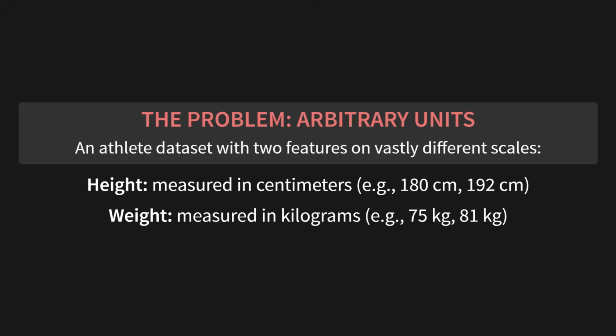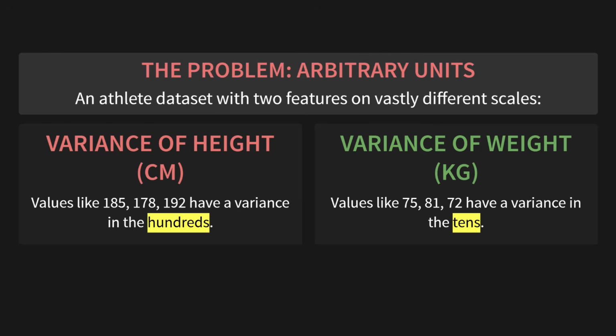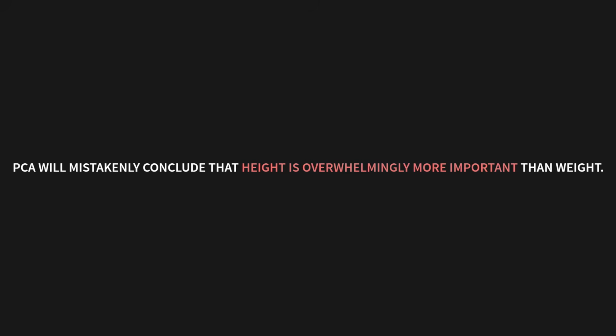Now, think about the variance of these 2 features. The variance of height with those big numbers is going to be in the hundreds, but the variance of weight with its smaller numbers will be in the tens. And what's the one thing we know about PCA? It is obsessed with variance. That's all it cares about. So PCA is going to look at these numbers and mistakenly conclude that height is overwhelmingly more important than weight. Not because it's a better predictor of anything, but simply because we measured it in centimeters.